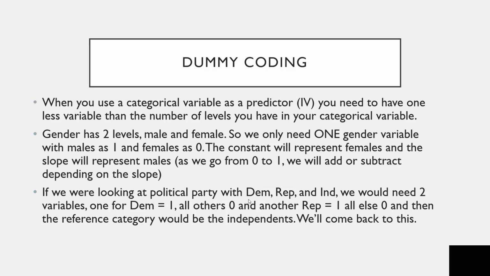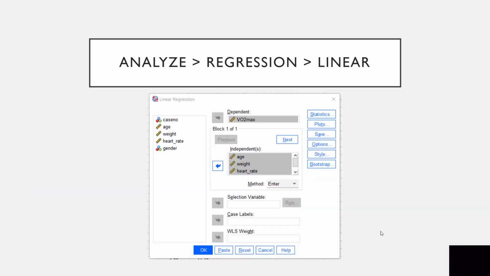If we were looking at political party with Democrats, Republicans, and Independents, we would need 2 variables. One for Democrats equals 1 and all the others equal 0. And another with Republican equal 1 and all else equals 0. And then we would just leave off the one for independents. And that would make the reference category be the independents. We wouldn't put in the variable that has everything, Democrats coded as 1, Republicans coded as 2, and independents coded as 3. It wouldn't work. So you would recode these variables. We're not going to do it in this data set. We're just going to use gender, which is already coded for us.